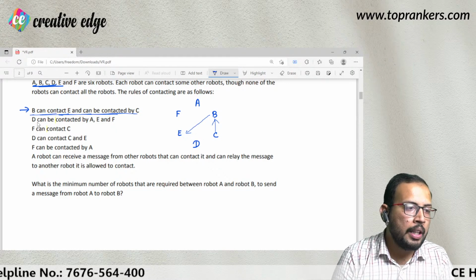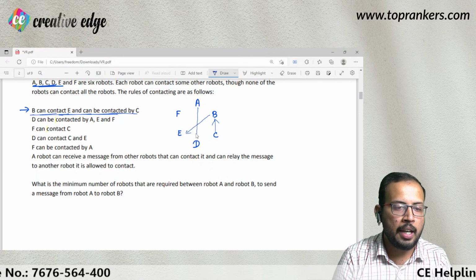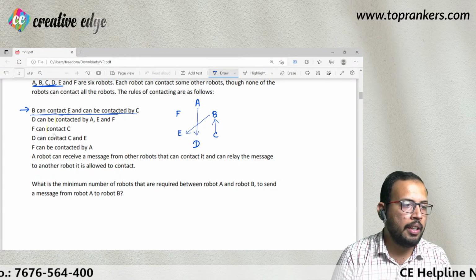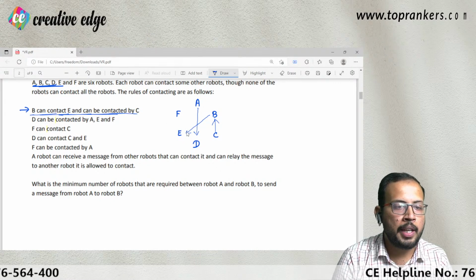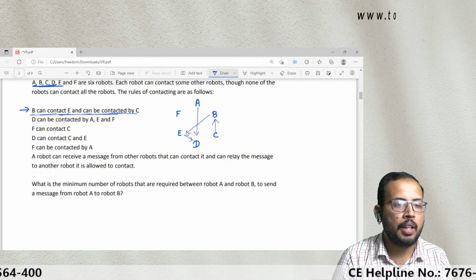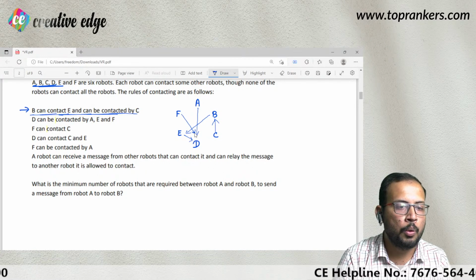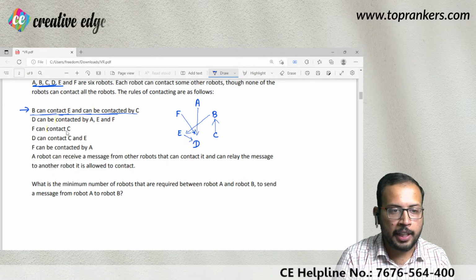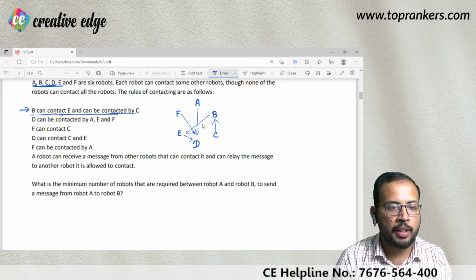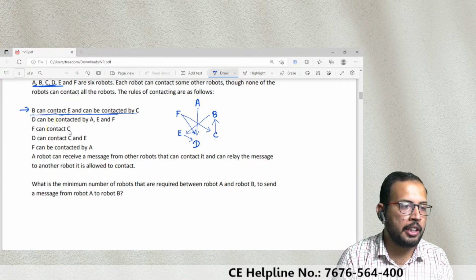Okay. Now D can be contacted by A. So D can be contacted by A, then E and F. So D can be contacted by A, E and F. I hope it is clear to everyone so far. Now what is the next statement? F can contact C. So this is F. F can contact C.